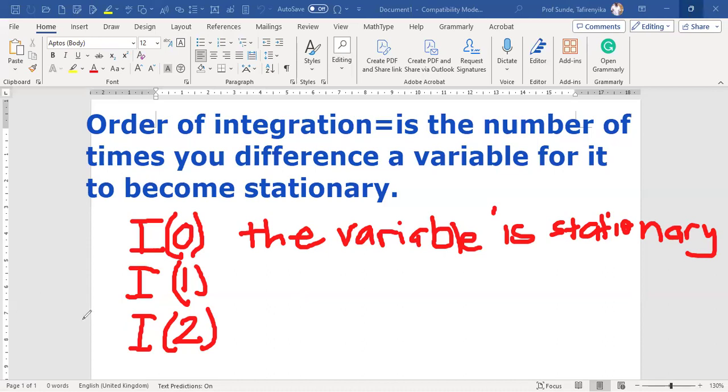To generalize, a variable can have an order of integration of order D. This is how you read it: the variable is integrated of order D. What that means is we need to difference this variable D times for it to become stationary, that is, for it to have a constant mean, constant variance, and constant covariance. So I think that brings us to the end of what we discussed last time.